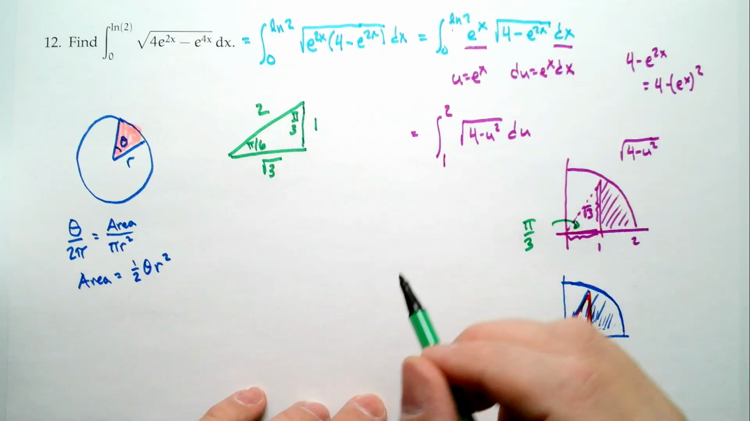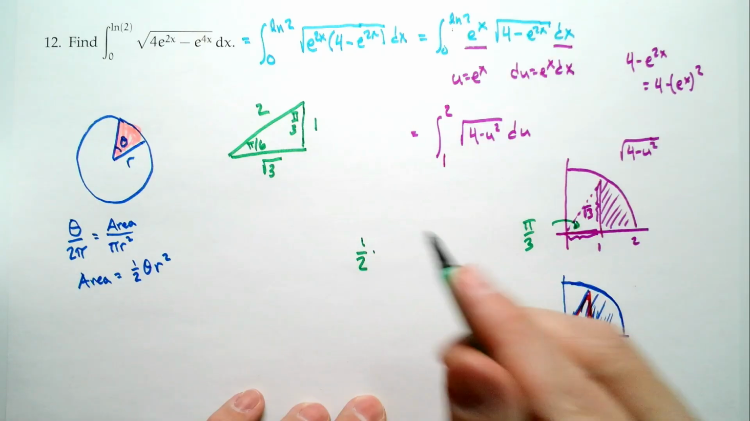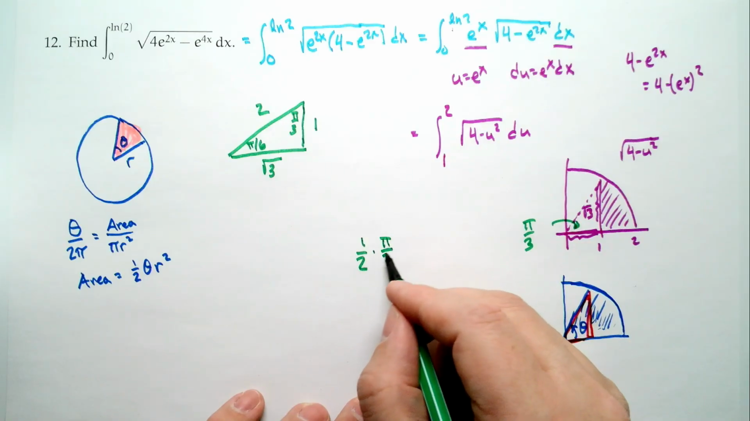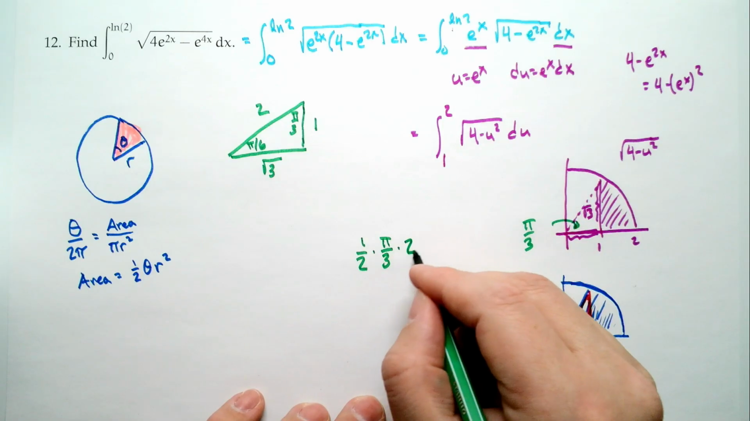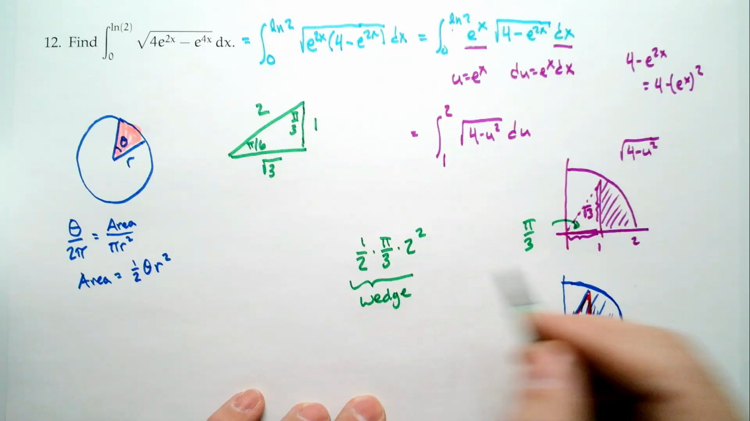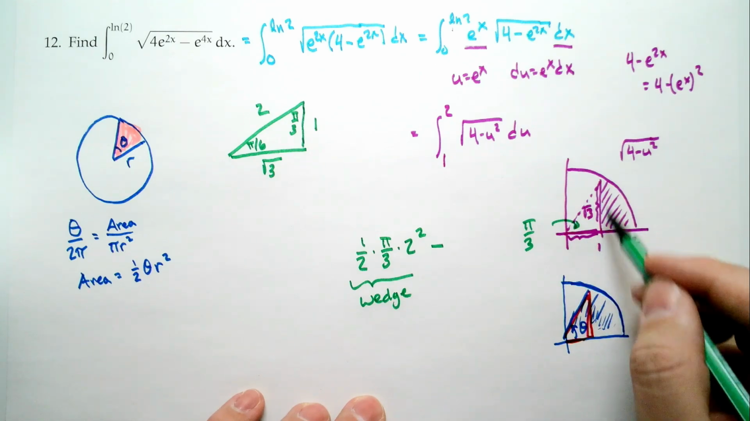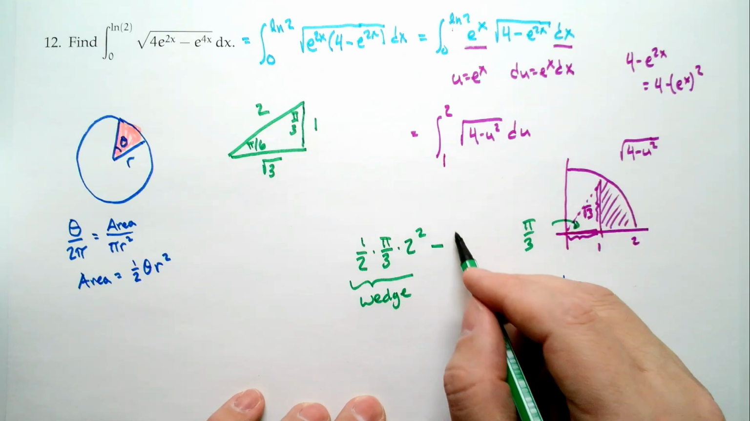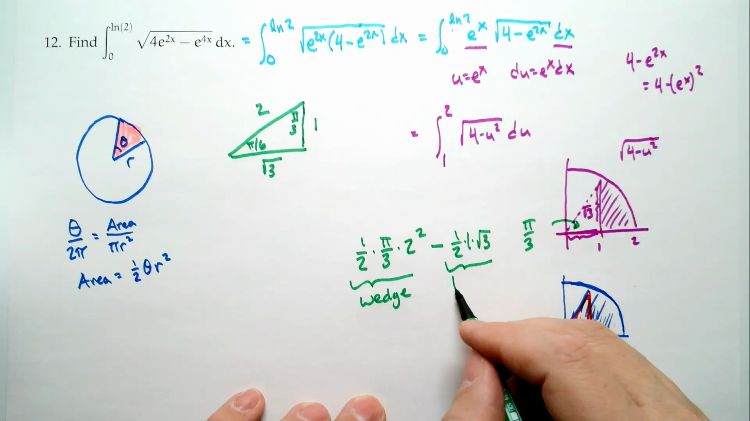If you don't believe it, just plug in the formula. So you're going to take 1/2 times the angle, pi over 3, times the radius. Well, the radius is 2, squared. So this is the wedge. Then we're going to subtract the triangle. Well, the triangle has base 1 and height root 3. So 1/2 base times height. So that's our triangle.